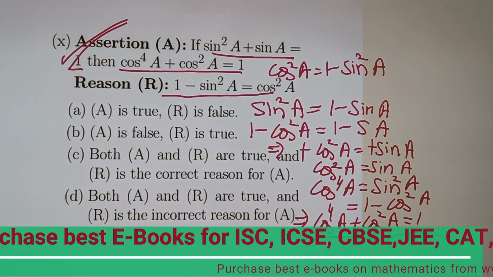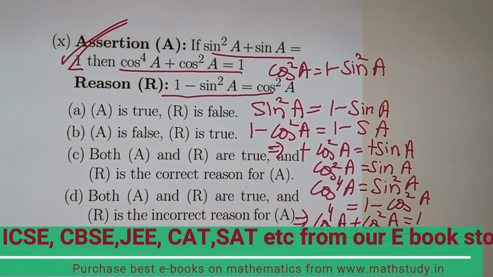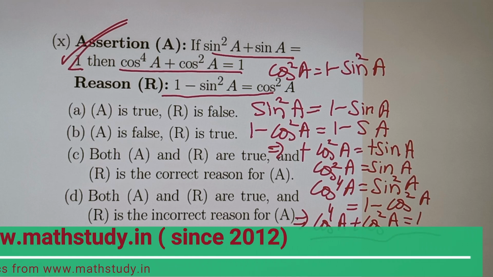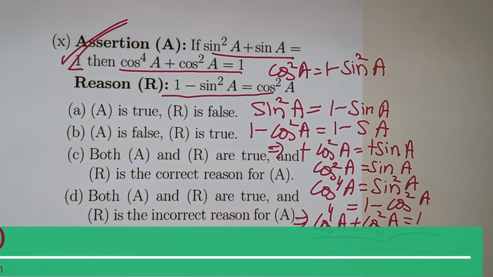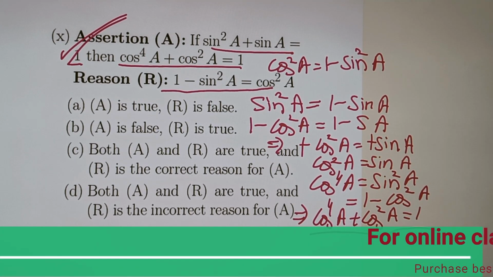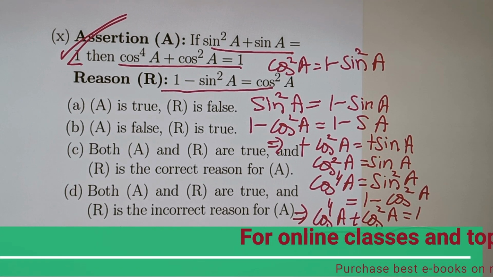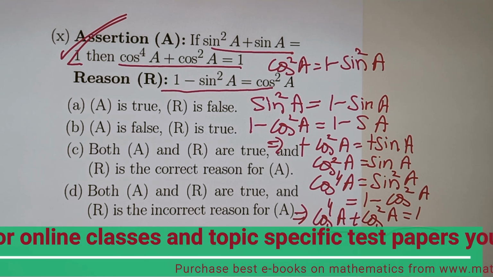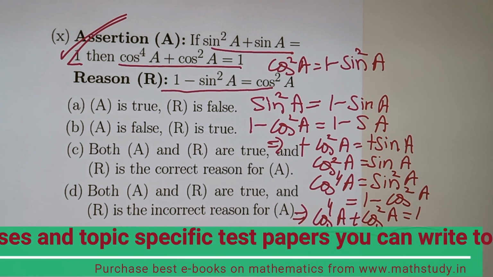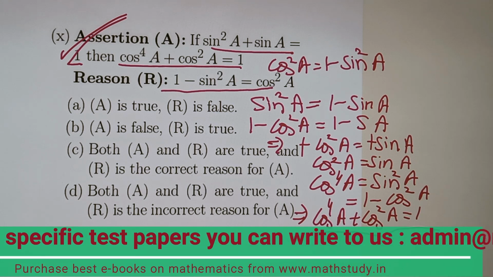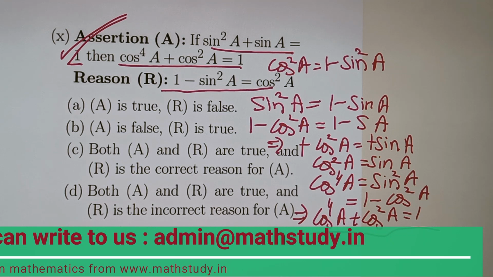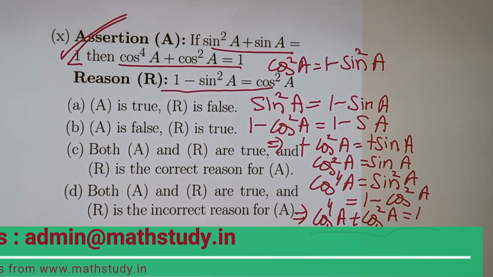Now the reason states that 1 minus sine square A is equal to cos square A. This identity is true, that means the reason R is also true, but it does not prove our assertion directly. That means if we put our reason directly into the assertion, we do not get our assertion proved.